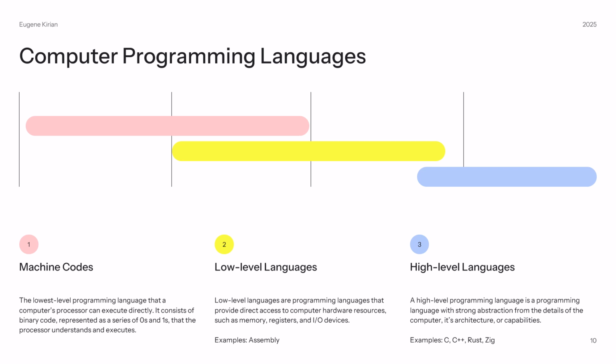Next, we have low-level languages. These languages provide direct access to computer hardware resources, such as memory, registers, and input-output devices. Examples include assembly languages, which are specific to a particular computer architecture. Finally, we have high-level languages. These languages provide strong abstraction from the details of the computer's architecture or capabilities. Examples include languages like C, C++, Rust, and Zig. High-level languages are easier to read, write, and maintain, and they are often used for complex applications and systems programming.